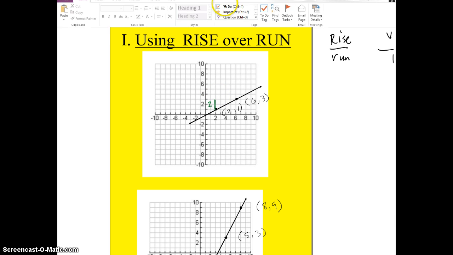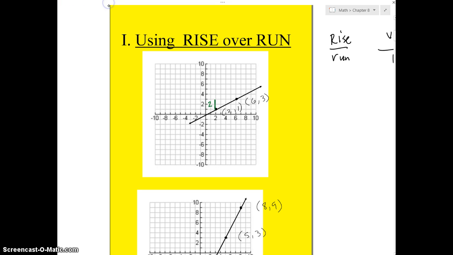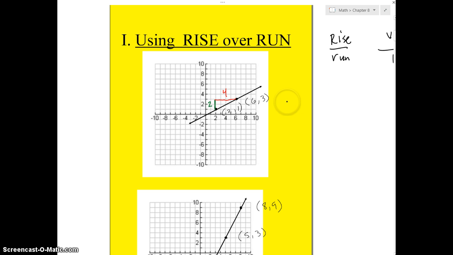And then the horizontal change will start right here, and we'll go 1, 2, 3, 4. So it changes up 2 and it changes right by 4. So what we'd say is that our slope for this line is 2 over 4. Again, every time we go up 2, we go right 4.